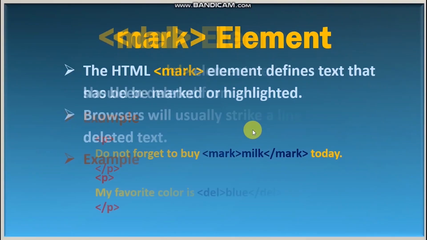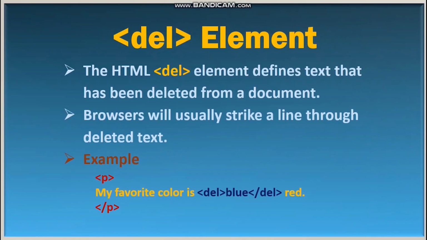Next we learn about the delete element. If we want to delete some text or word in HTML, we use the del tag. The HTML del element defines text that has been deleted from a document. Browsers usually strike a line through deleted text. For example, you can see here, if we write a paragraph in HTML and we want to delete a word from this paragraph, we use the del element.